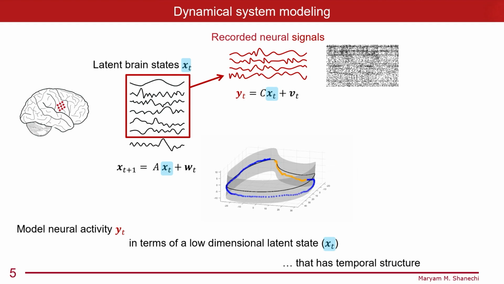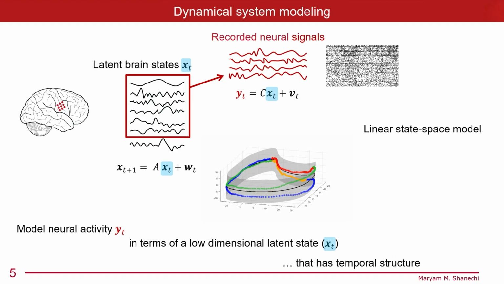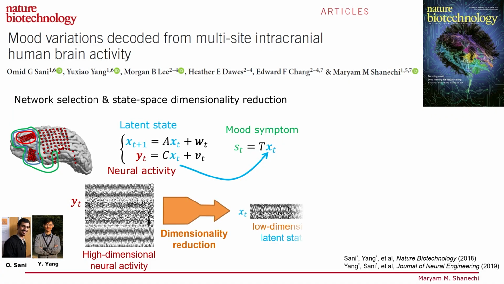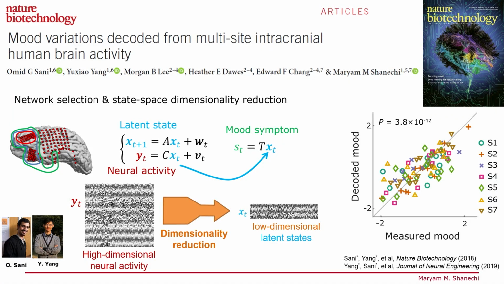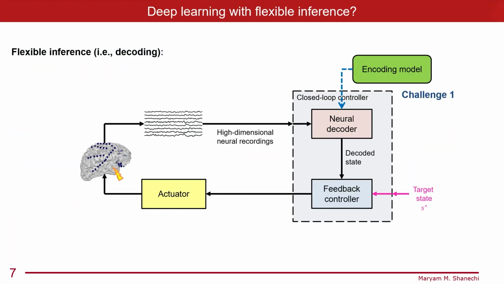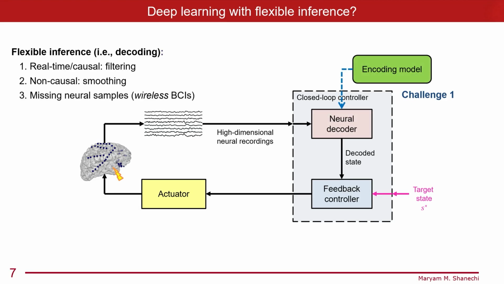All right, so this is our basic linear dynamical system model. And it has quite a bit of power. For example, a few years back, we utilized these latent state models and developed new spatial and temporal dimensionality reduction methods for human intracranial EEG activity and showed that by doing this, we can, for the first time, decode mood variations in every individual, thus opening the door to personalized tracking of mental states. And these models have been quite ubiquitous, I would say, for brain-computer interface development. One reason for that is their ability for flexible inference, meaning the same model can allow you to perform real-time decoding or inference, what we also call filtering, non-causal decoding and inference, what we call smoothing, and inference even with missing neural samples, which happen quite a bit, for example, in wireless BCIs.